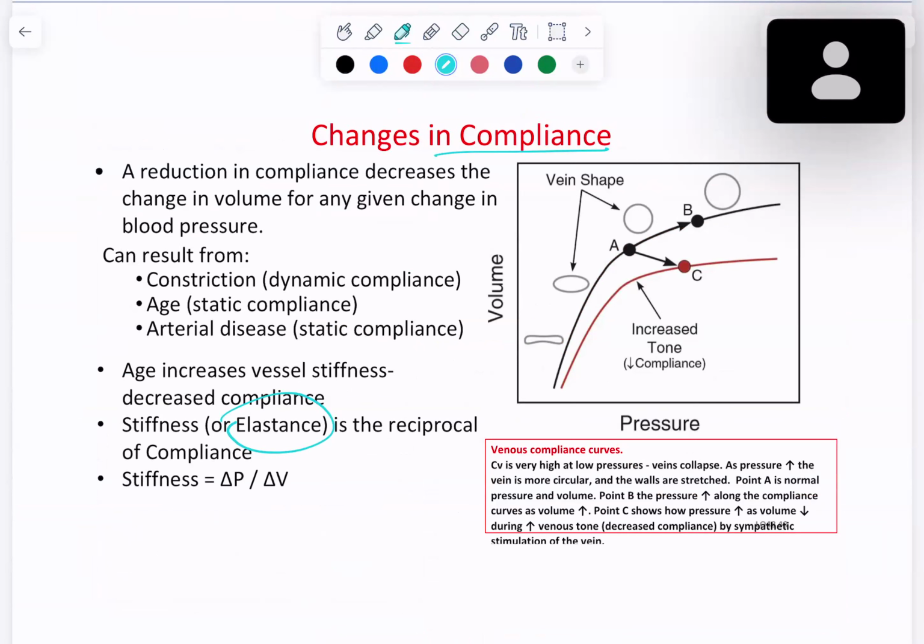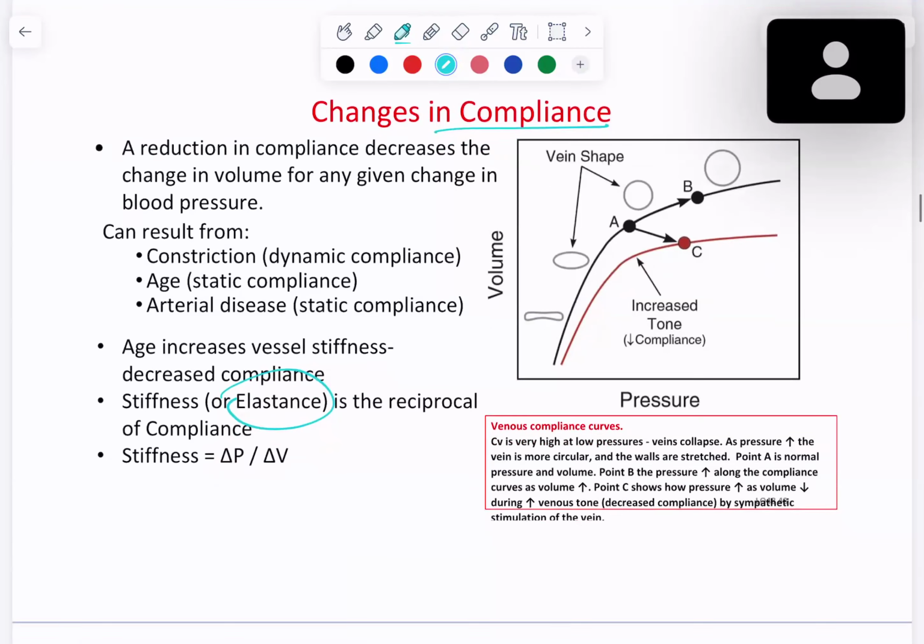Decreasing compliance increases blood pressure. Yes, you can also think about it as stiffness. Do you see this relationship? Stiffness equals change in pressure over change in volume. These are proportional to each other, so a proportional increase in stiffness will proportionally also increase the pressure. If you have more stiffness, which also means less compliance, you will have higher blood pressure. Okay?